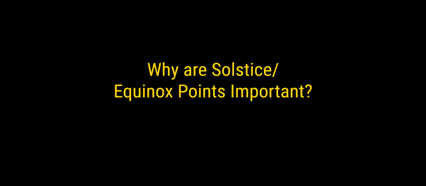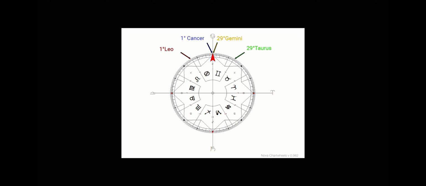So how does the solstice play into Antiscia? On either side of that 0 Cancer degree lies 29 degrees Gemini and 1 degree Cancer. These 2 particular degrees are Antiscia to each other because they are equidistant, or equally distant, from the degree of the summer solstice. This means that 28 degrees Gemini would form an Antiscia with 2 degrees Cancer. 29 degrees Taurus would be Antiscia with 1 degree Leo, and so on.